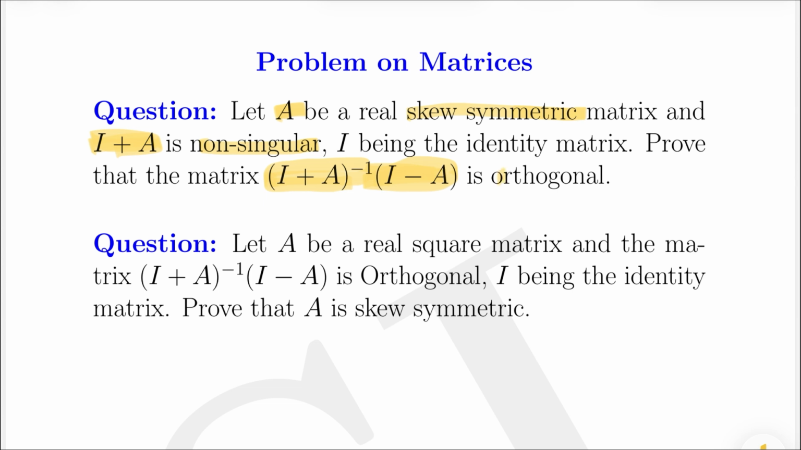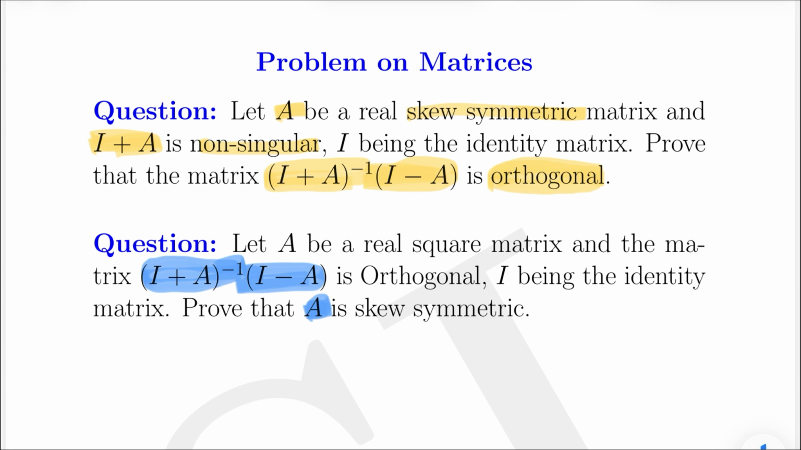So I hope everyone knows about orthogonality. What is an orthogonal matrix? Because in the previous video we already defined orthogonal matrix. And the second question is: let A be a real square matrix. Then the matrix (I plus A) inverse into (I minus A) is orthogonal, where I is the identity matrix. Then prove that A is skew symmetric. Actually, the second question is the converse of the first part.